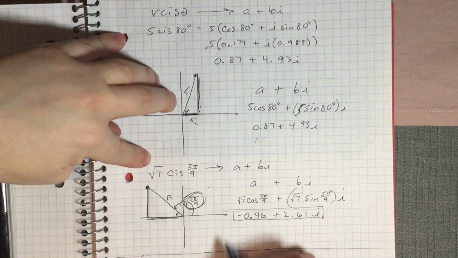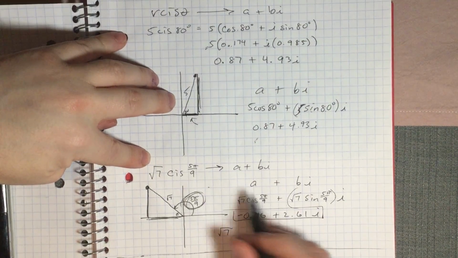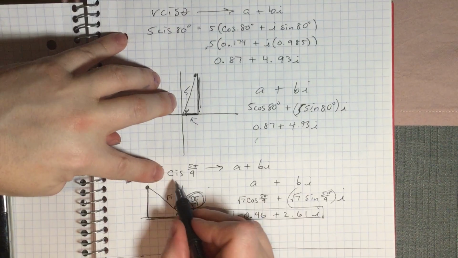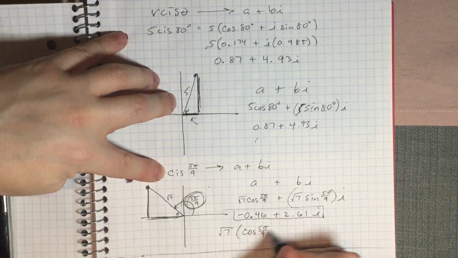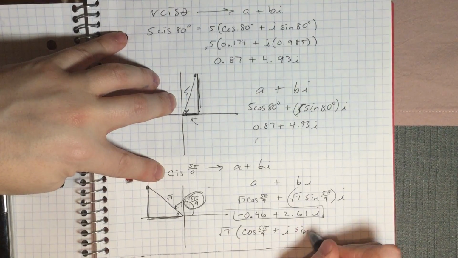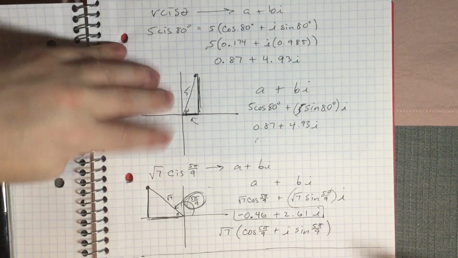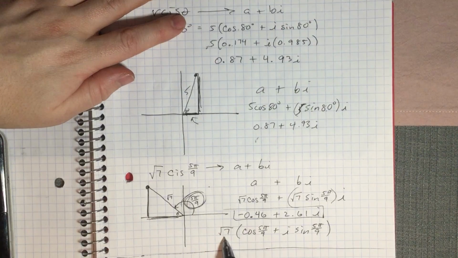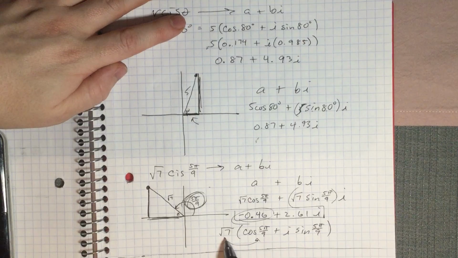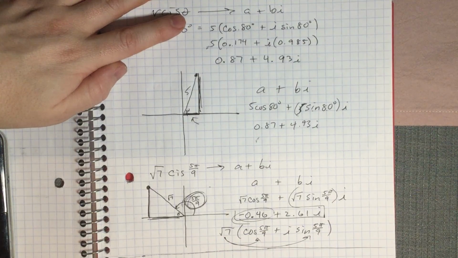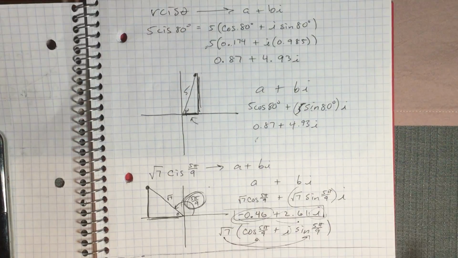Now, the other way to do this would just be to unabbreviate the cis. So cis 5 pi over 9 means cosine 5 pi over 9 plus i times the sine of 5 pi over 9. And then you take root 7 times the cosine 5 pi over 9 and get negative 0.46. Root 7 times the sine of 5 pi over 9, get the 2.61, and don't forget about the i. And that's all there is to it.